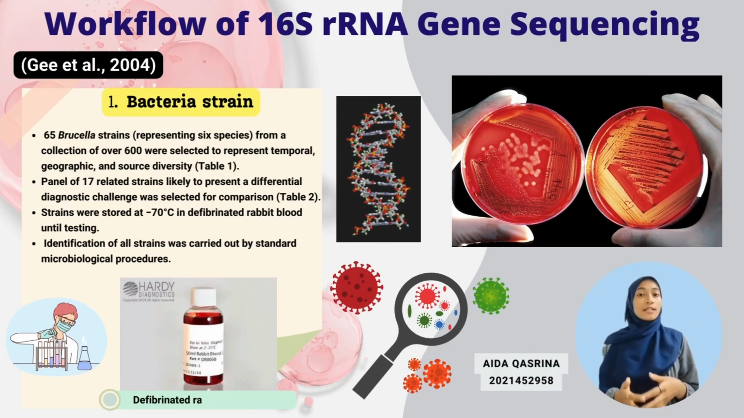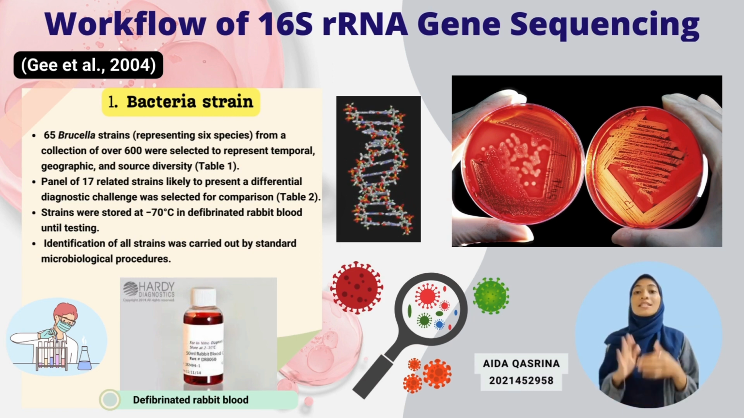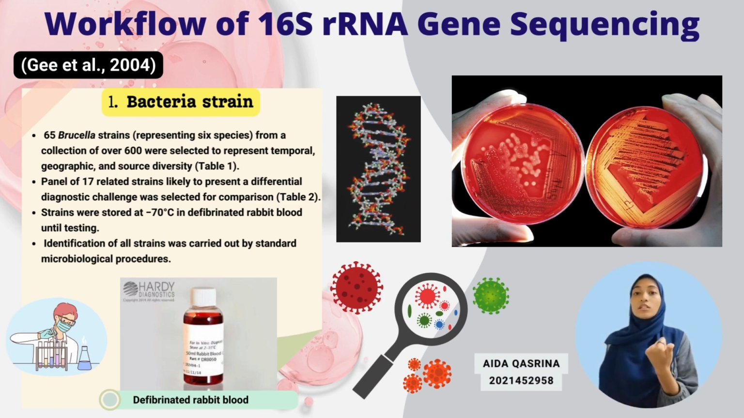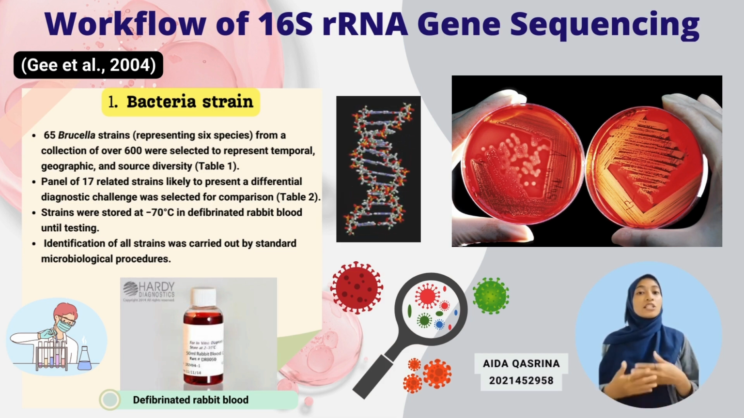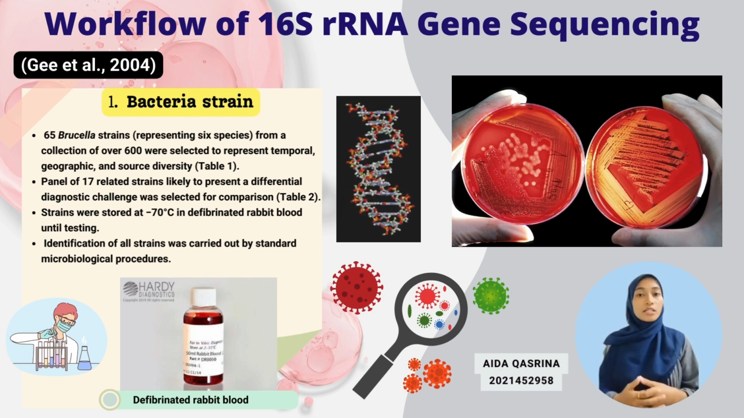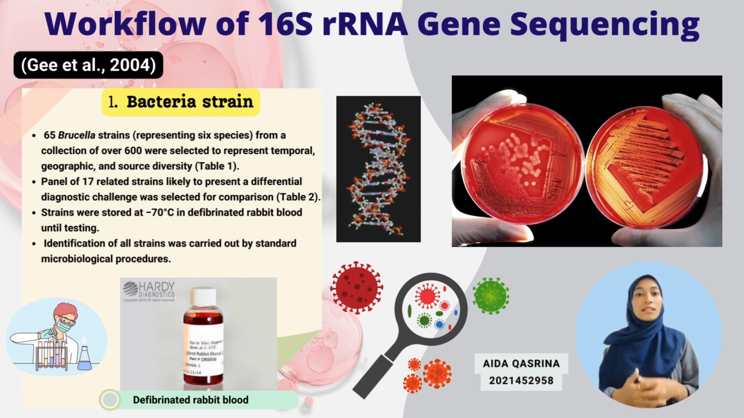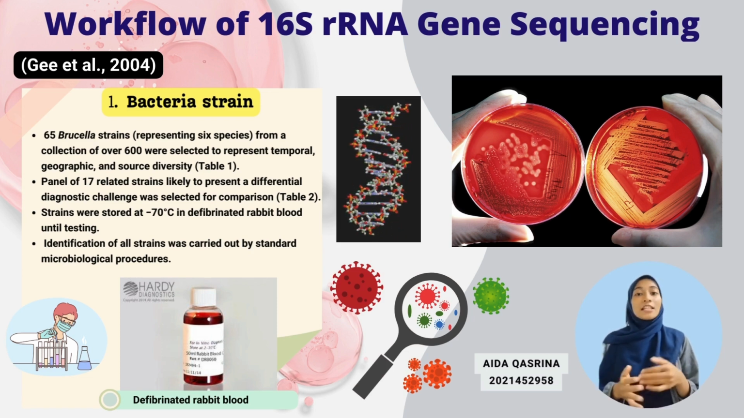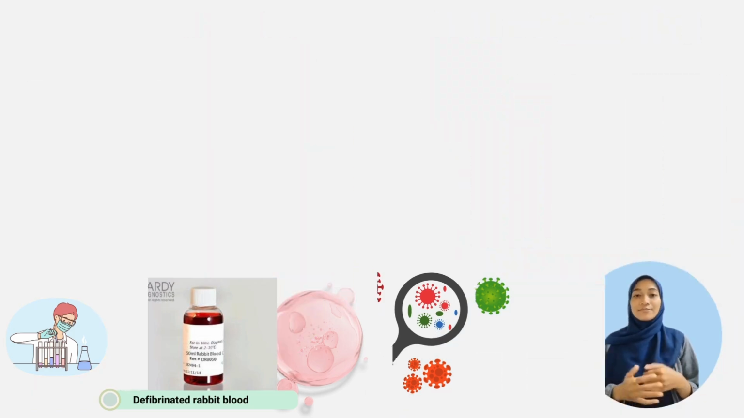The first step is bacterial strains, where 65 Brucella strains representing 6 species from a collection of over 600 were selected to represent temporal, geographic, and source diversity in this study. A panel of 17 related strains likely to present a differential diagnostic challenge was also selected for comparison. All strains were stored at -70 degrees Celsius in defibrinated rabbit blood until testing. The identification of all strains was carried out by standard microbiological procedures.